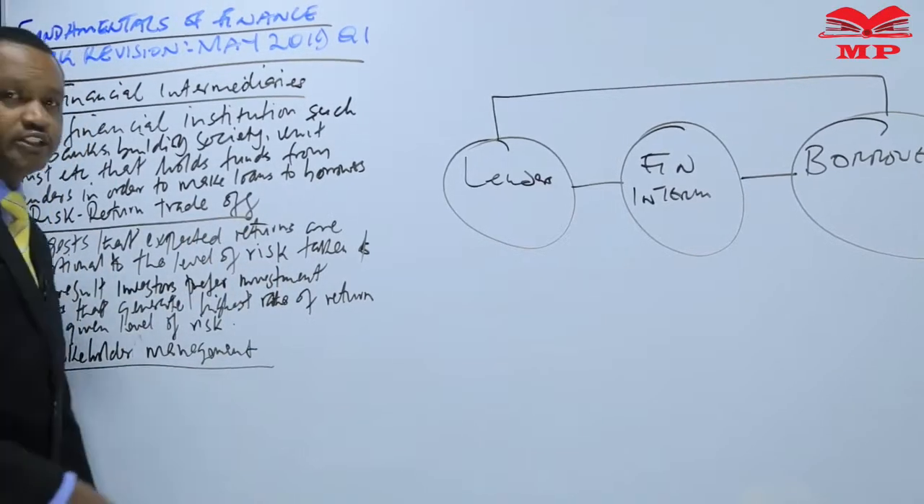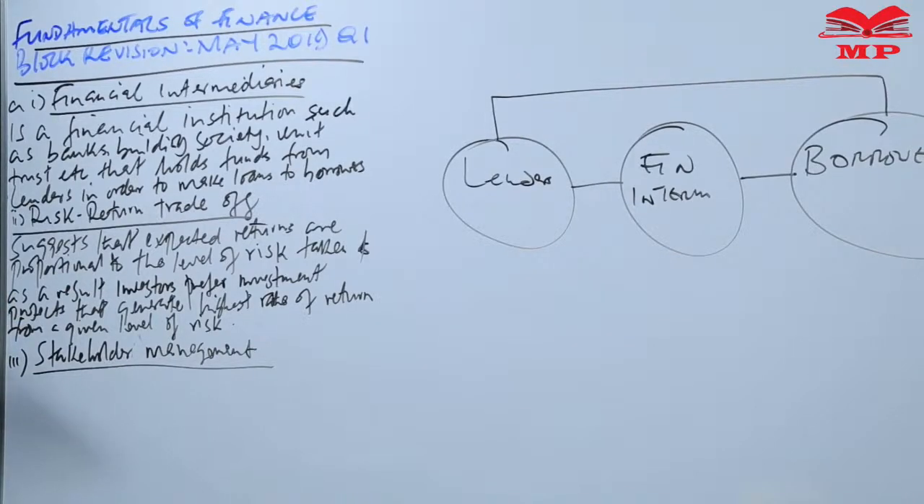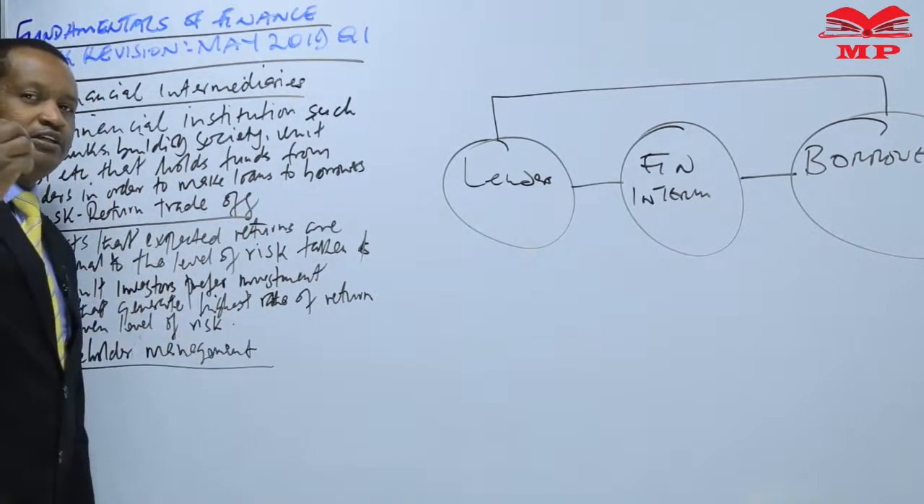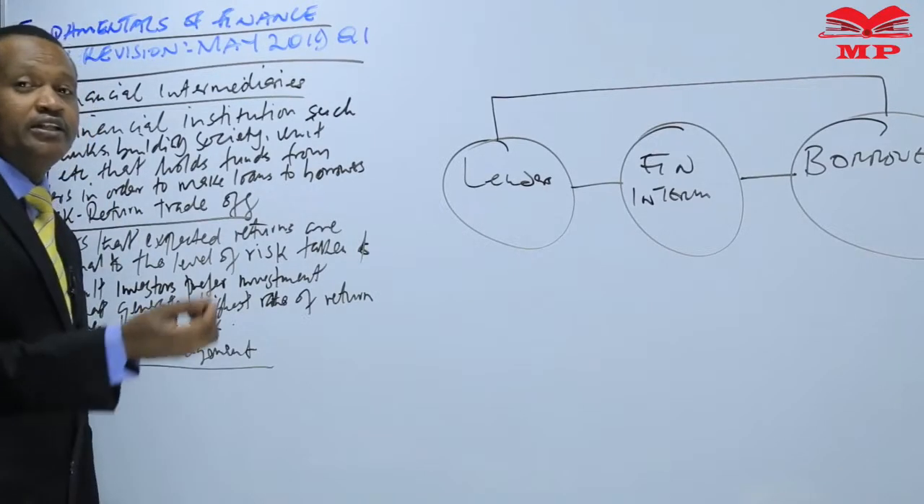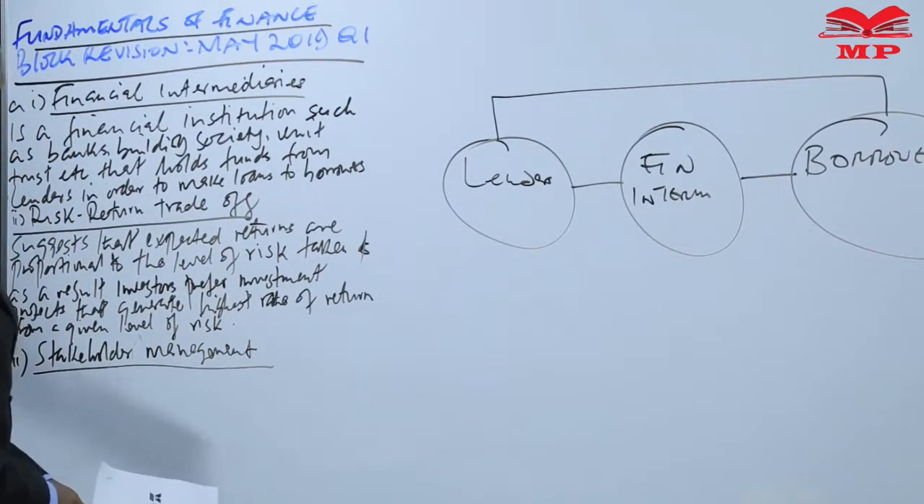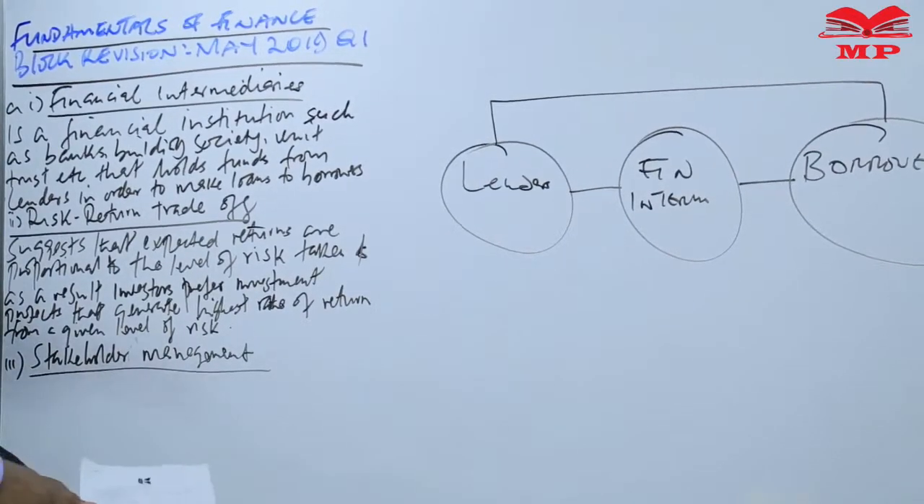So a stakeholder comprises either individuals or groups who are affected by the organization's activities or who can affect its achievement of objectives. And this would include the shareholders, the management, the employees, the government, the members of the public, and so on. So that is the meaning of stakeholder. Here we need to explain stakeholder management.